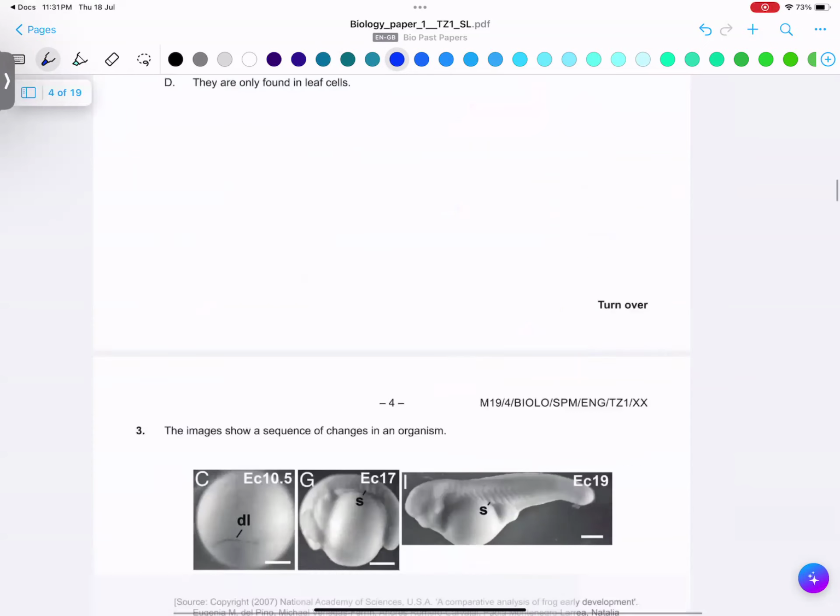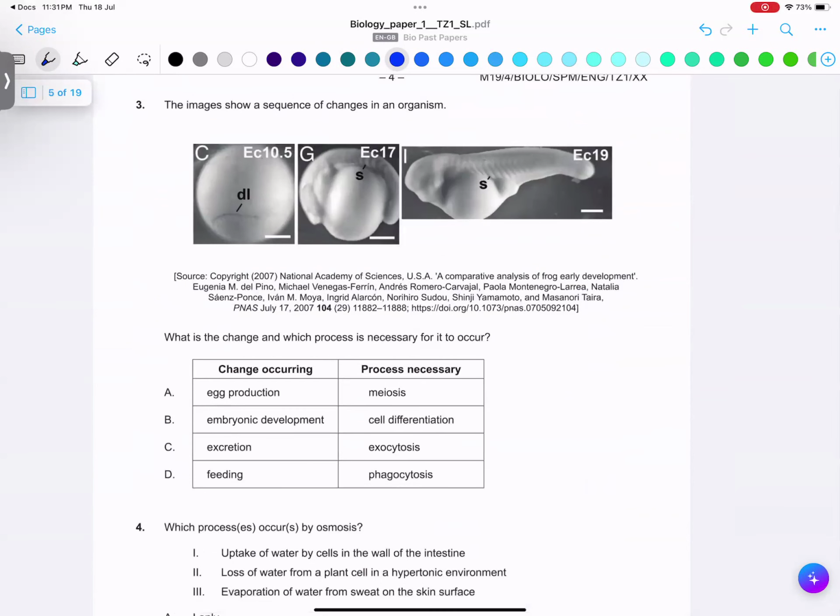So for the next question, this image shows a sequence of changes in an organism. So here we have the changes. This looks like a penis. I'm guessing it is a penis. Oh no, sorry, this is an analysis of frog early development. Really, my bad. Which is the change and which process is necessary to occur?